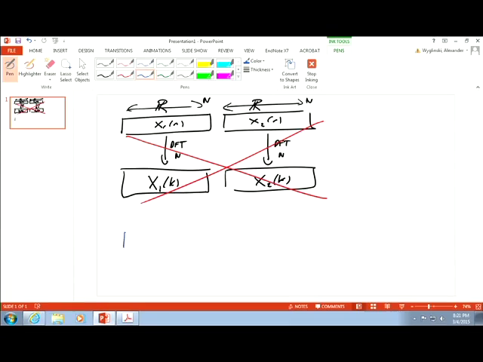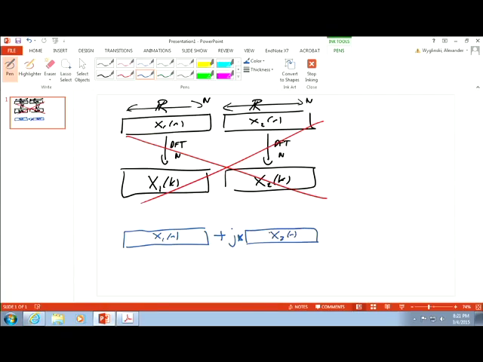The trick is to take x1 of n and add it to j times x2 of n. So that's length n, that's length n, assuming both of these are real. Then take the n-point FFT of that. Instead of doing two n-point FFTs, I now just do the one, applied to a complex signal that in fact is x1 and x2 combined together.